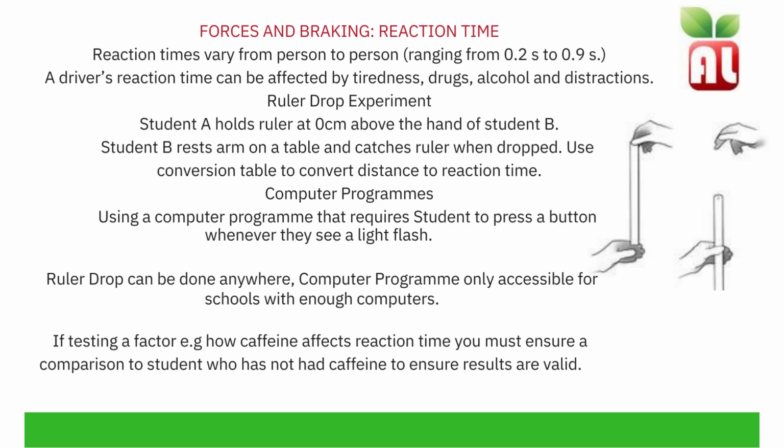We can measure a human's reaction time using a ruler drop experiment, where in partners, Student A holds a ruler at 0 centimeters above the hand of Student B. Student B rests the arm on a table and catches the ruler when dropped. Use a conversion table to convert the distance caught into a reaction time.